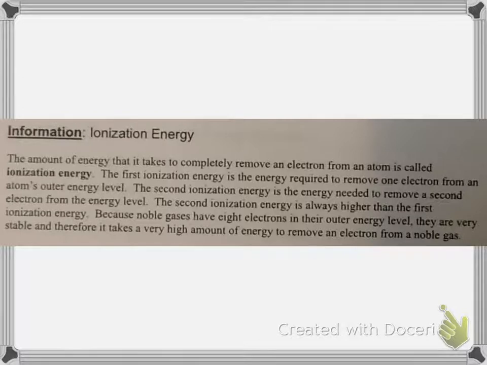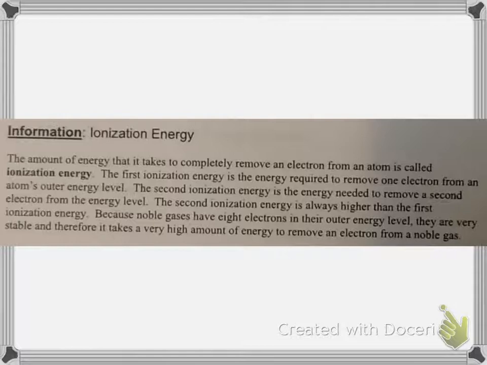The first ionization energy is the energy required to remove one electron from an atom's outer energy level. The second ionization energy is the energy needed to remove a second electron from the energy level. The second ionization energy is always higher than the first ionization energy. Because noble gases have 8 electrons in their outer energy level, they are very stable, and therefore it takes a very high amount of energy to remove an electron from a noble gas.